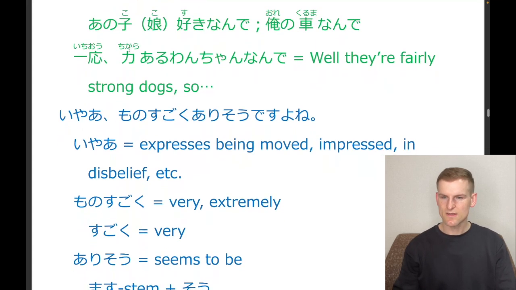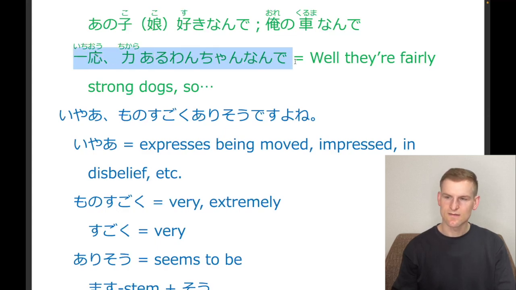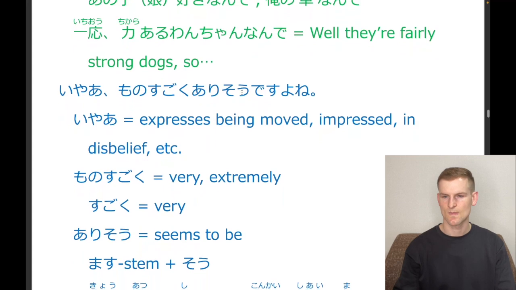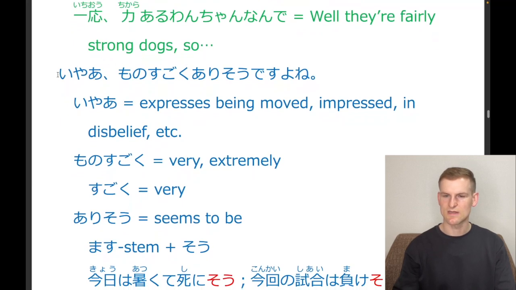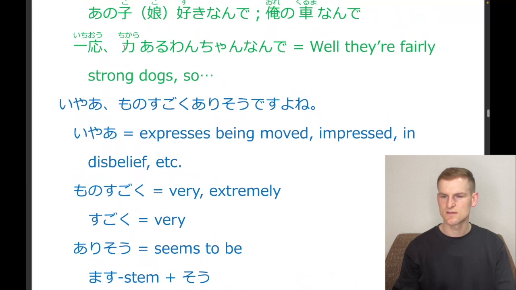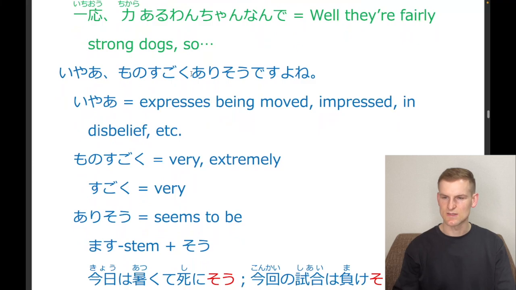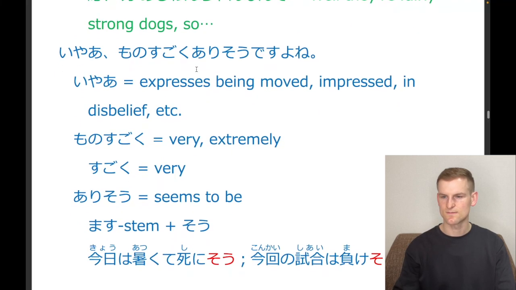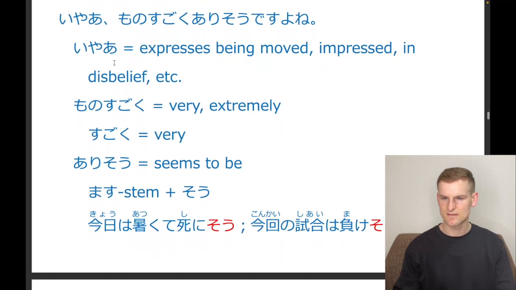Okay, so, put everything together. 一応力あるワンちゃんなんで. Well, they're fairly strong dogs, so. Okay, so I respond to that. いやー、ものすごくありそうですよね. So, remember, to say strong, he said 力あるワンちゃん, right? He uses the verb ある to be. And that's why I use the word ある in this case as well. So let's look at this phrase, okay, sentence.